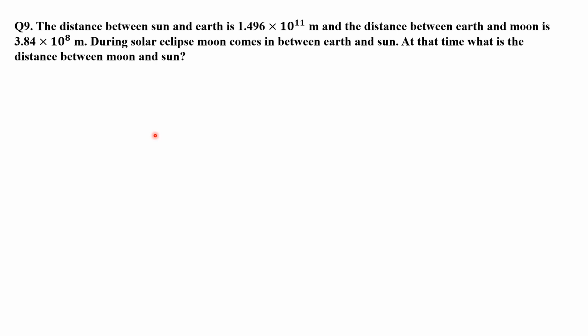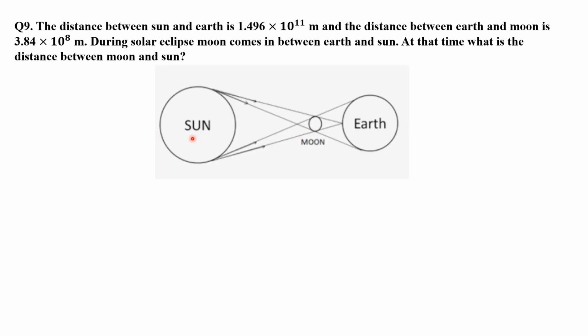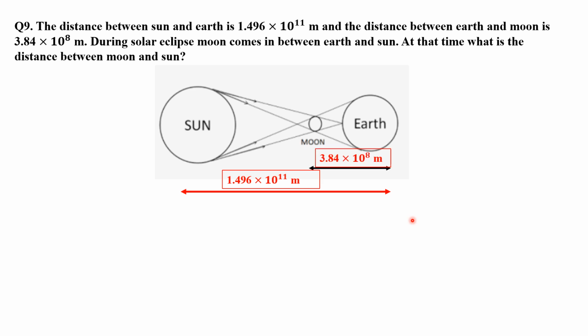So let's draw the figure. Okay, so this is Sun here and this is Earth, and during solar eclipse Moon comes in between. So I have drawn the diagram like this. Now whatever value is given, I am going to write it. Distance between Sun and Earth is given as 1.496 into 10 to the power 11 meter, right? Then distance between Earth and Moon is given as 3.84 into 10 to the power 8 meter. And what you have to find? You have to find the distance between Sun and Moon.